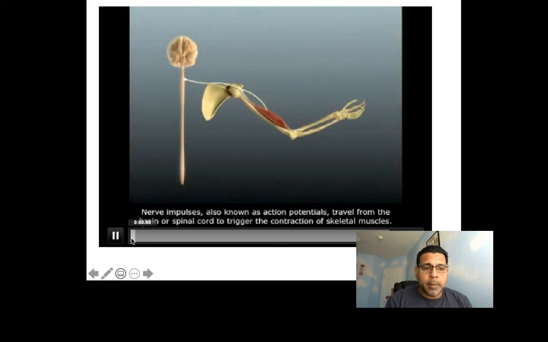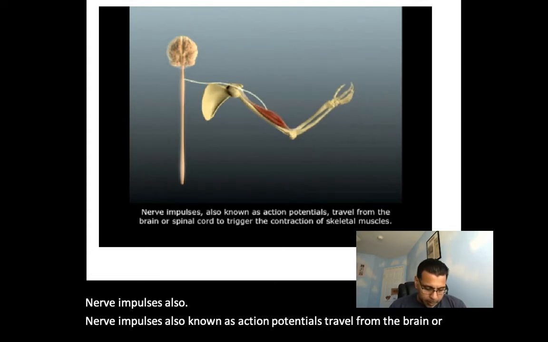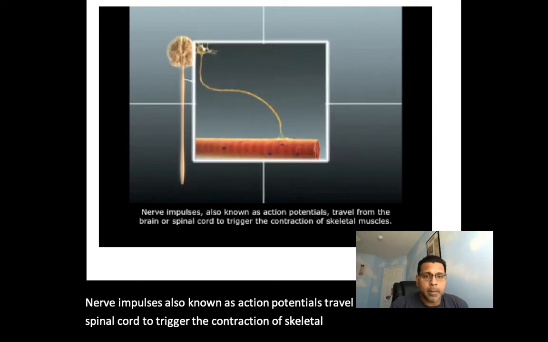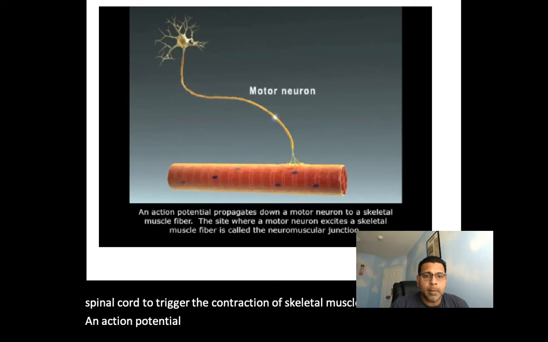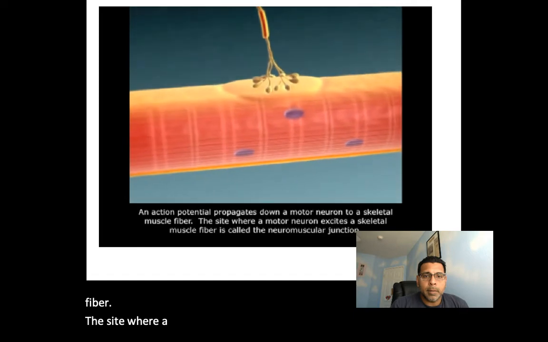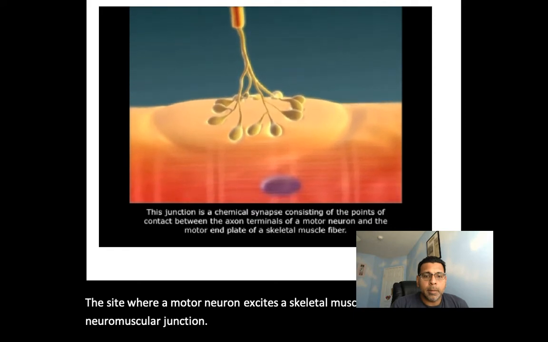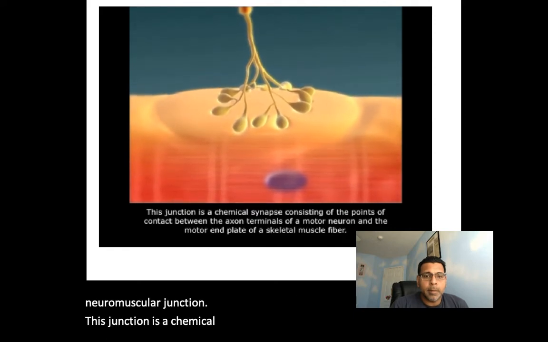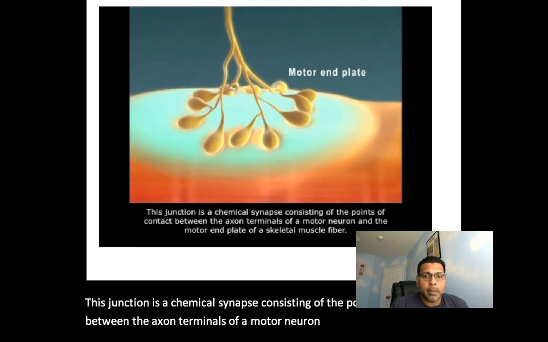Nerve impulses, also known as action potentials, travel from the brain or spinal cord to trigger the contraction of skeletal muscles. An action potential propagates down a motor neuron to a skeletal muscle fiber. The site where a motor neuron excites a skeletal muscle fiber is called the neuromuscular junction. This junction is a chemical synapse consisting of the points of contact between the axon terminals of a motor neuron and the motor end plate of a skeletal muscle fiber.